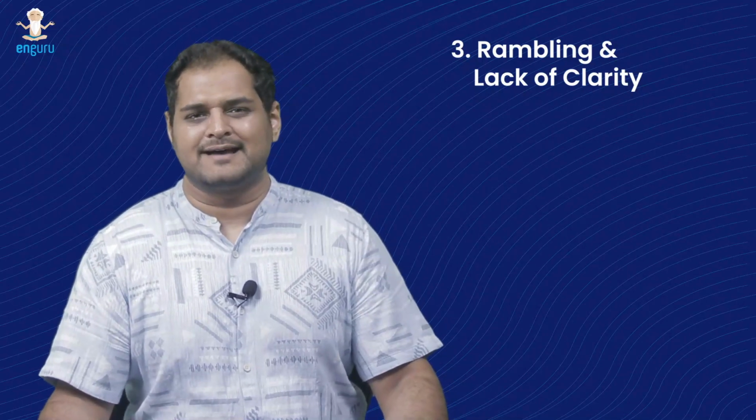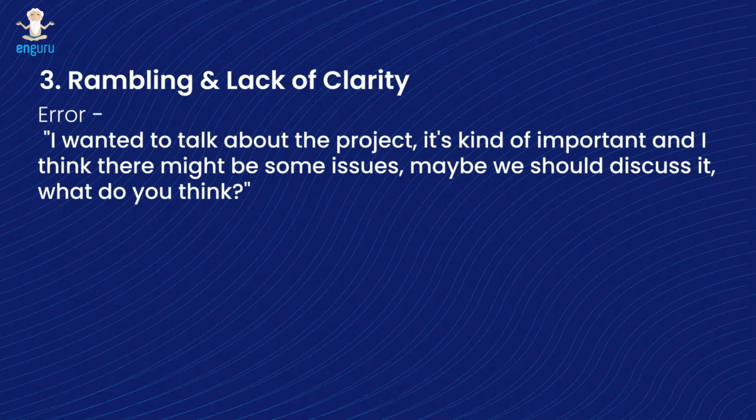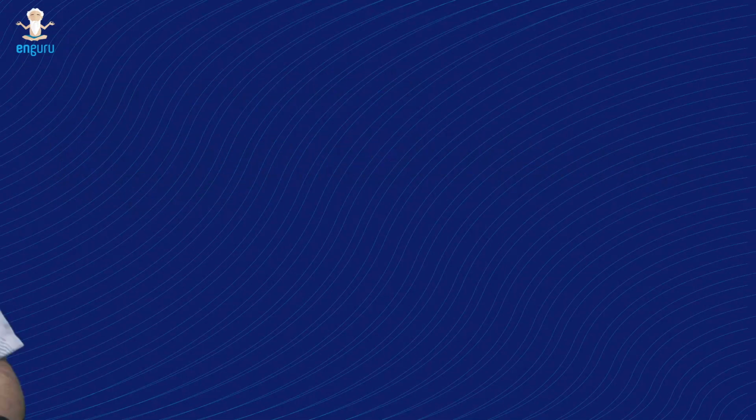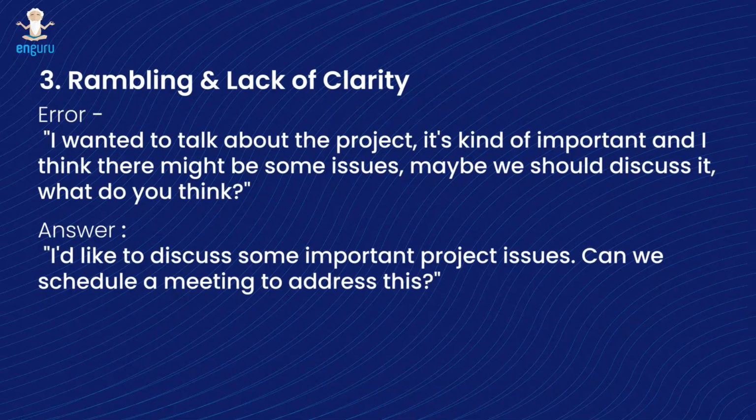Let's look at a bad example of doing this. I wanted to talk to you about the project. It's kind of important and I think there might be some issues. Maybe we should discuss it? What do you think? That wasn't too great, was it? Let's look at a model way of writing the same email. I'd like to discuss some important project issues. Can we schedule a meeting to address this? That made a lot more sense because I know what the person's looking for. It avoided unnecessary words and I know exactly what I need to do for this meeting.